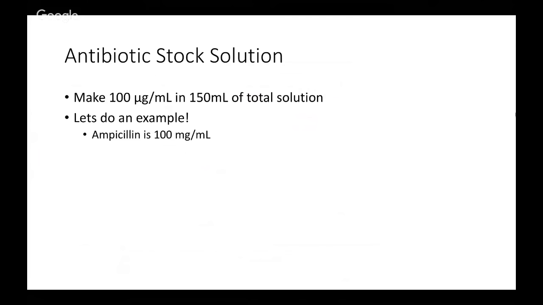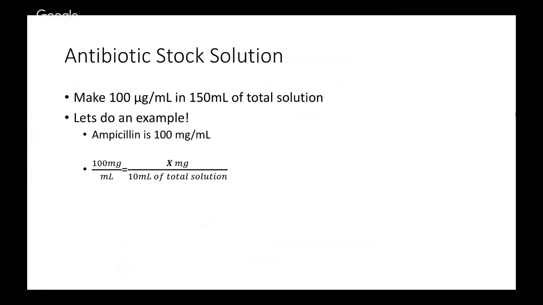So we take 150 milliliters of the total solution, which is generally what we send you in those tubes, like the LB agar tubes. And then I would encourage you to try and make some antibiotic plates from these two separate entities. So let's do an example. Ampicillin is 100 milligrams per milliliter.